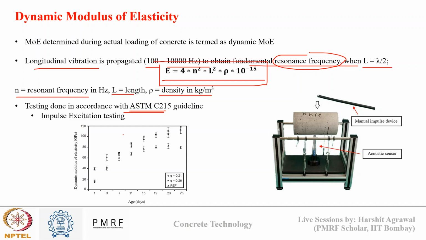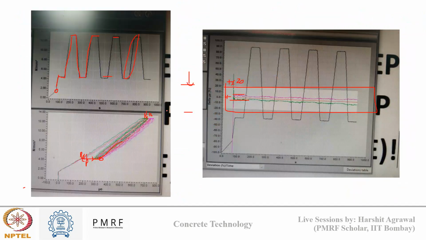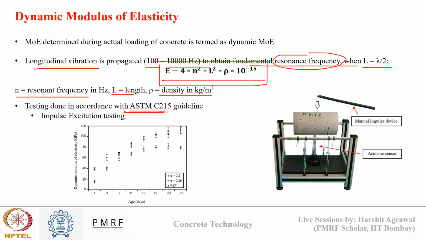If anyone wants a deeper understanding of the testing, you can follow this code. But mostly when we do testing in the lab, we use the static modulus test only. This one is rarely used to determine the modulus. In the ASTM code, this test is named impulse excitation testing, where a light strike is done on the concrete sample, and we measure the vibration response using sensors, which we use to calculate the MOE of concrete.